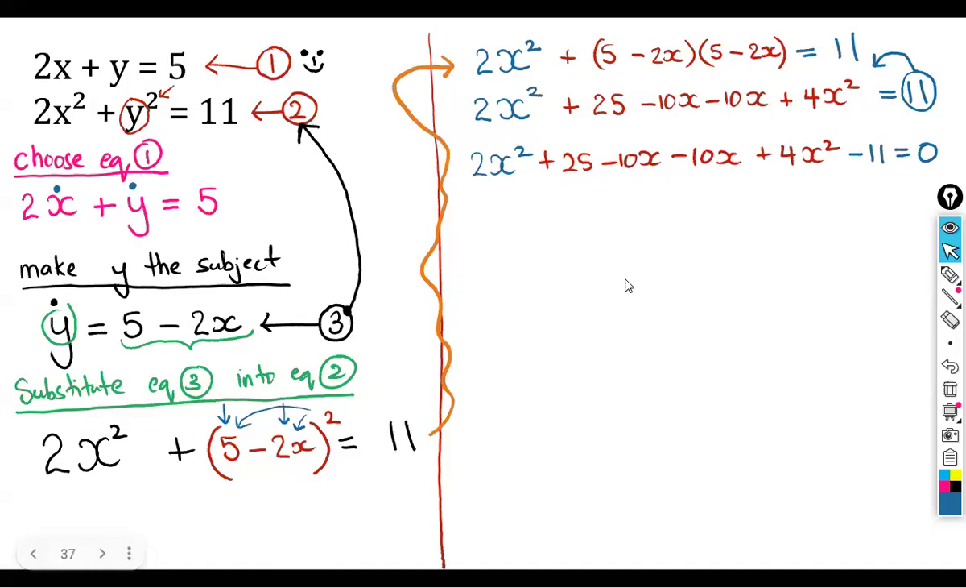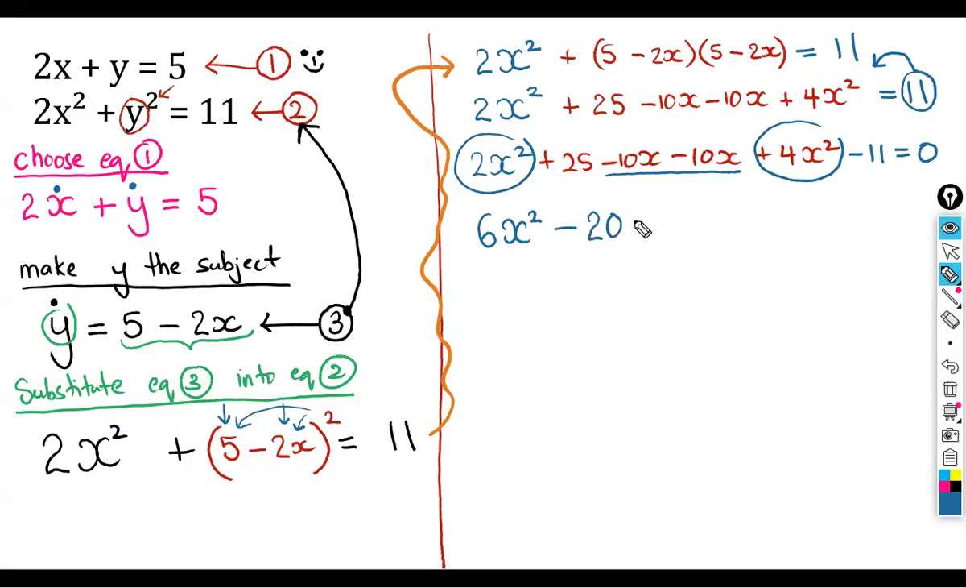Now, it's easy to lose track of what we are trying to accomplish in this question because it's so long. But remember, in these types of questions, we're supposed to get 4 answers, 2 for x and 2 for y. So 4 answers in all. So let's add up all the x squareds. 2x squared plus 4x squared is what? 6x squared. You have minus 10x minus another 10x is minus 20x. And then 25 minus 11, oh, I don't know, 14. I hope I can do that correct.